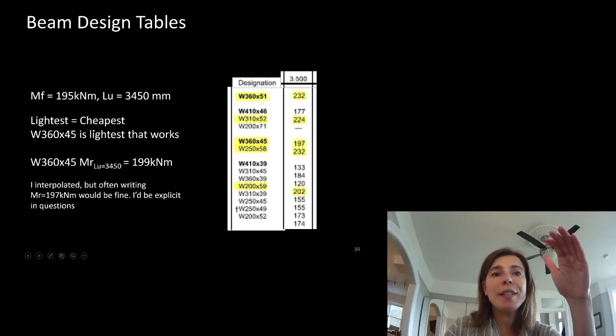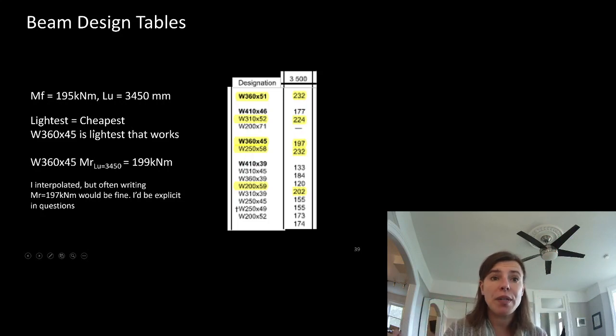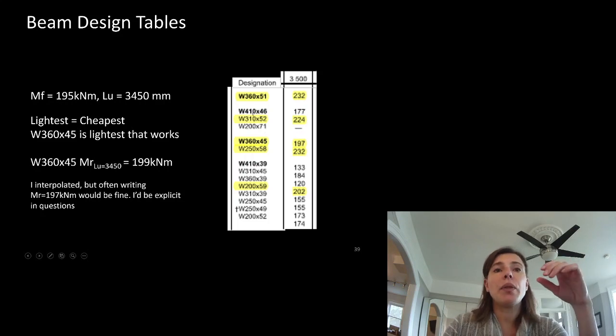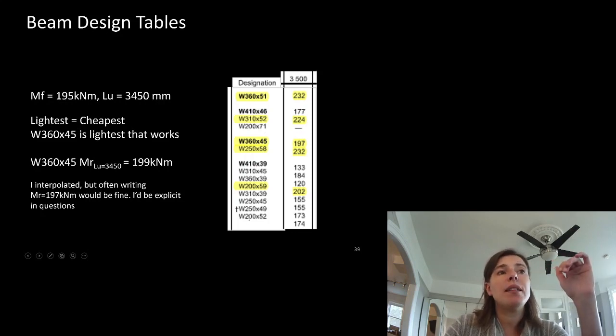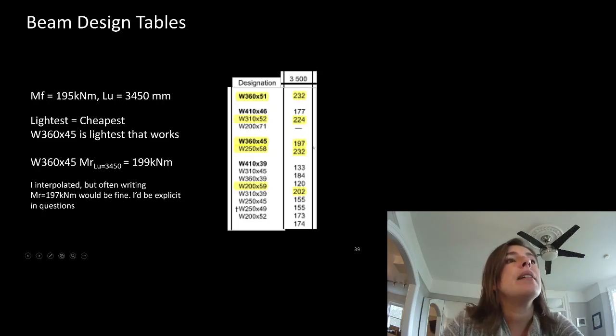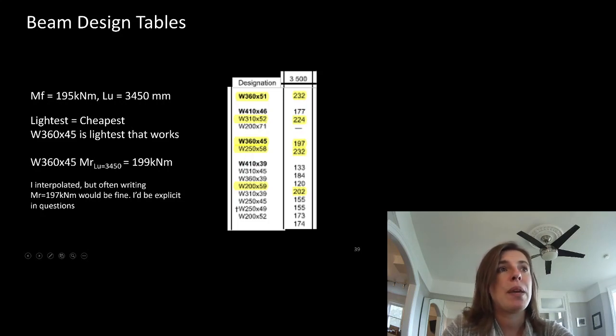And remember, this is where it's handy that the nomenclature for our W sections includes the weight, because that tells us relatively, it doesn't tell us what the cost is, but it tells us relative to each other which one is more expensive. So if this W310 by 52 is 52 kilograms per meter, and this W360 by 45 is 45 kilograms per meter, every meter of this beam is cheaper than every meter of this beam. So it looks like out of all of these ones that work, the cheapest one is the W360 by 45.